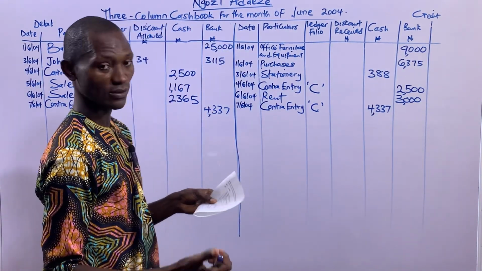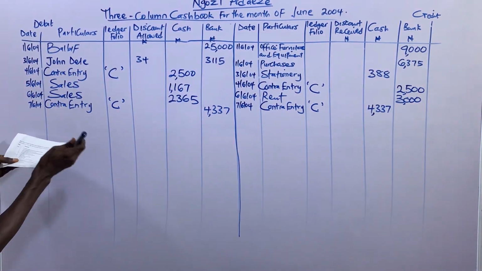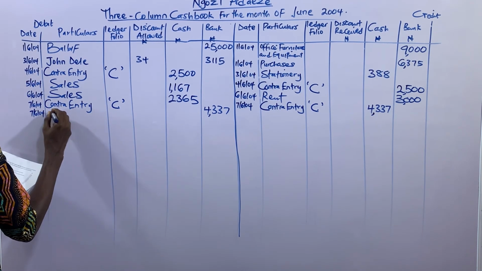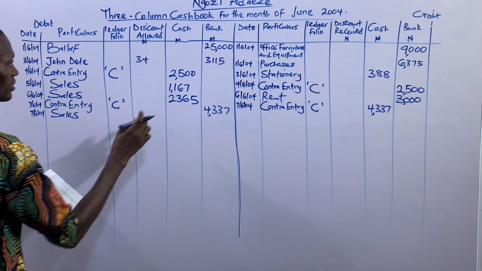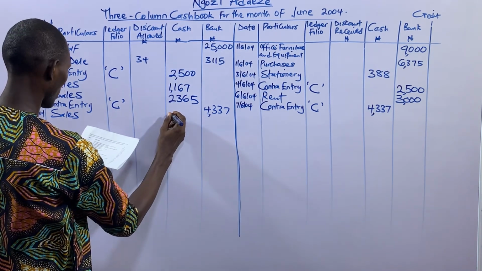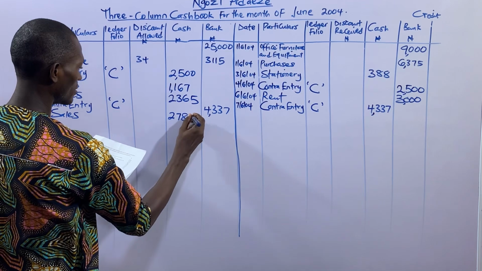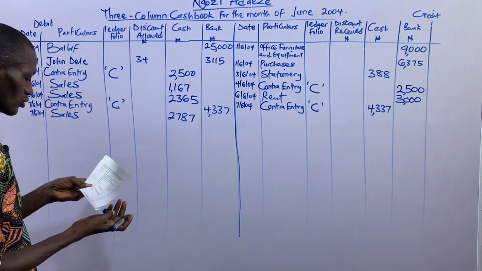Then the next, we have cash sales. So cash sales is an income. We debit it. So the date is the same, 7/6/04, that's sales. Sales will be the particular. Then we record that under cash. Cash sales is 2,787.